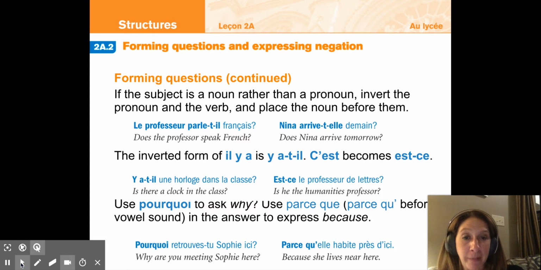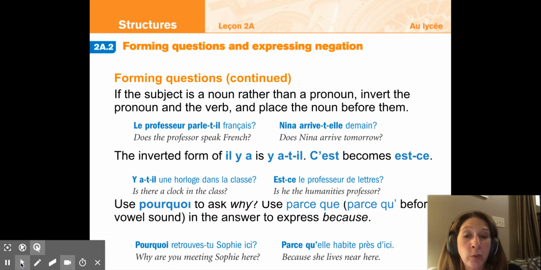Nina arrive-t-elle demain? The inverted form of il y a, remember that il y a means there is or there are. So the inverted form to ask are there or is there becomes y a-t-il. And then c'est, which means it is, becomes est. So, y a-t-il une horloge dans la classe? Is there a clock in the class? Est le professeur de lettres? Is he the humanities professor?